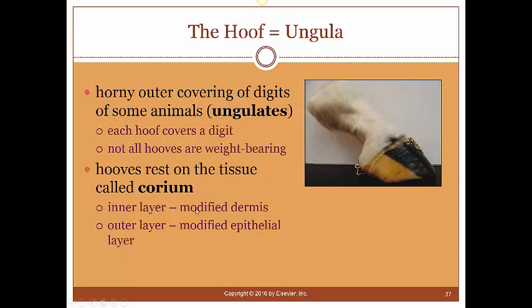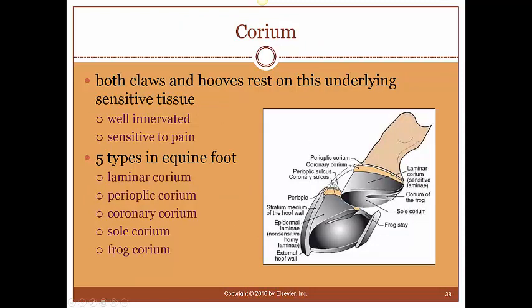The very inner layer is modified dermis. It is known as sensitive lamina, and the outer layer is modified epithelial layer, and there's actually no feeling to it, so we call that the insensitive laminae. And so when we look inside the foot, and this is a diagram showing the different parts of it right here, we have the corium. We have the sensitive tissue underneath it, and this sensitive tissue is well innervated and can feel pain. And so we call that laminar corium, which is the sensitive part of the corium, or the sensitive laminae.